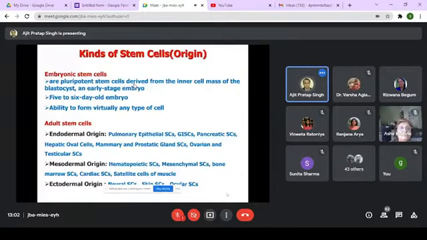In the case of adult stem cells, it may be of endodermal origin, mesodermal origin, or ectodermal origin. Endodermal, as we know, includes pulmonary epithelial cells and gastrointestinal epithelial cells. In mesodermal, hematopoietic stem cells, mesenchymal stem cells, bone marrow stem cells, cardiac stem cells, and ectodermal origin are like skin cells and ocular cells. All of these have stem cells.